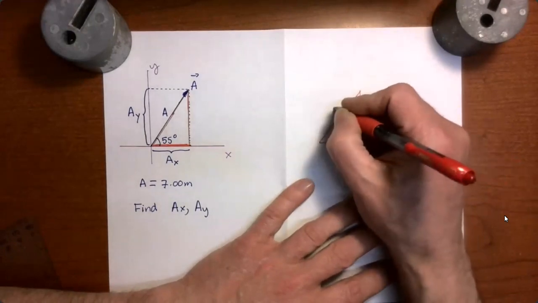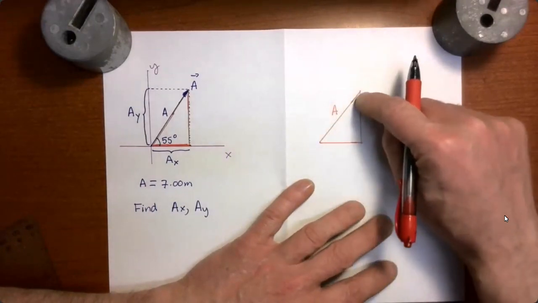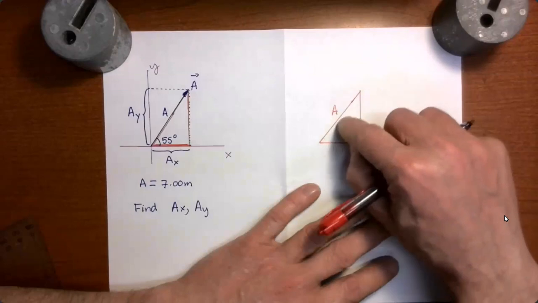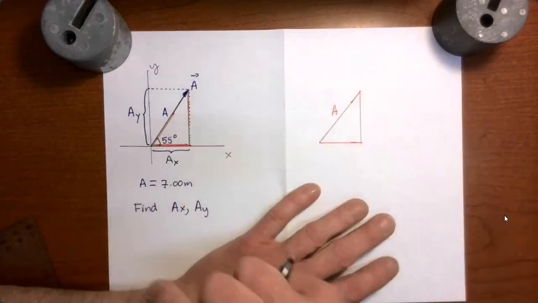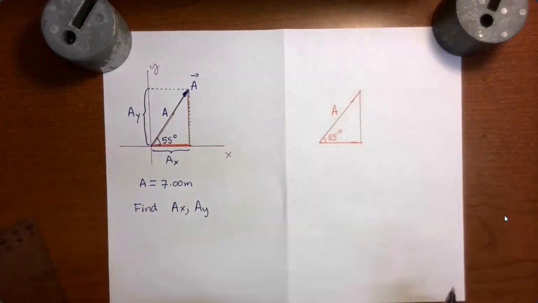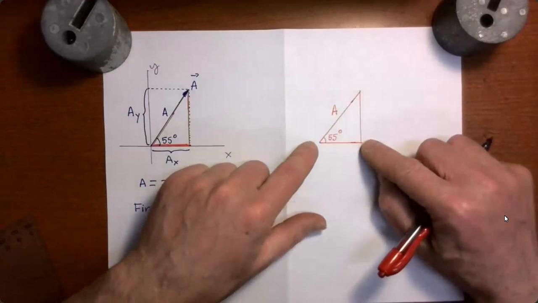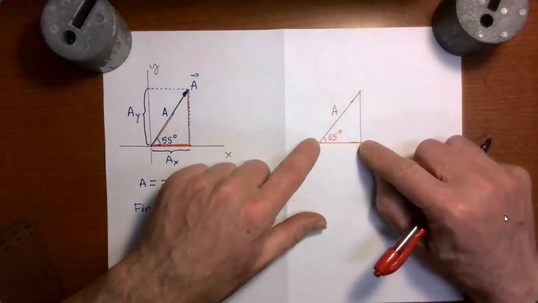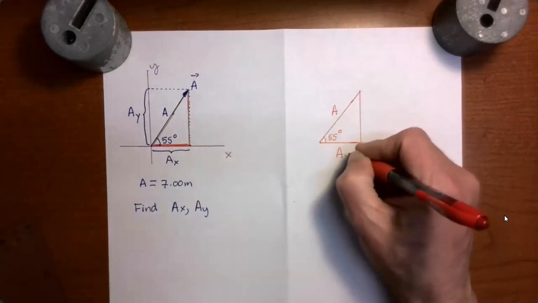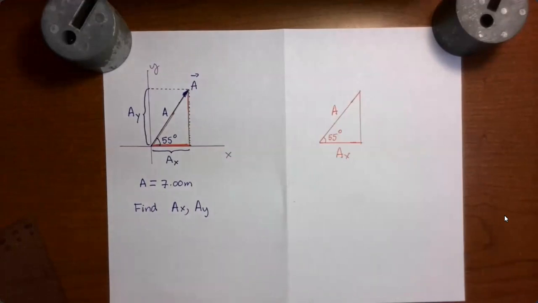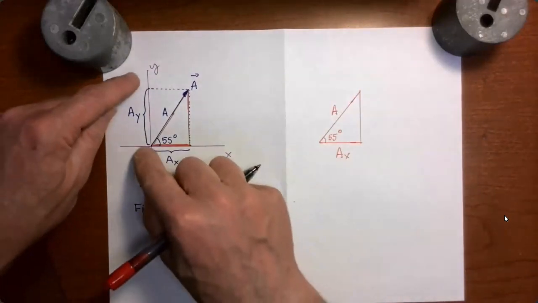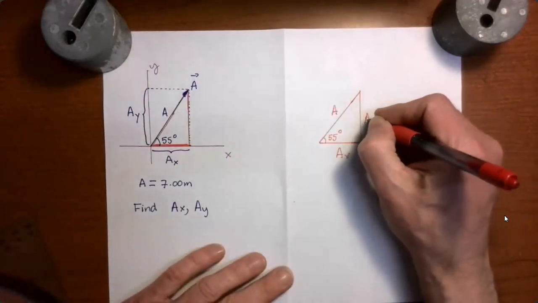having drawn this triangle, the length of the hypotenuse, I hope you can see, is the same as the magnitude of this vector. So I'm just going to call the hypotenuse A, same as the magnitude of the vector. Then in here, I have a 55-degree angle. Okay, I hope you're going to agree also that this leg of the triangle has a length equal to the x component. I'm going to call that A sub x. And this leg of the triangle has a length equal to the y component, A sub y.